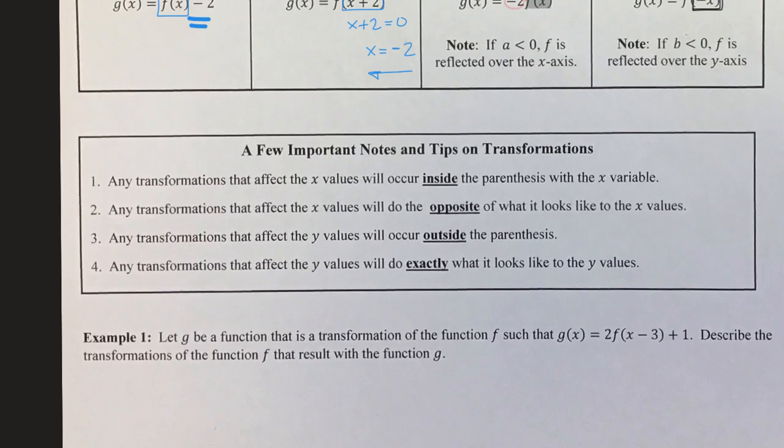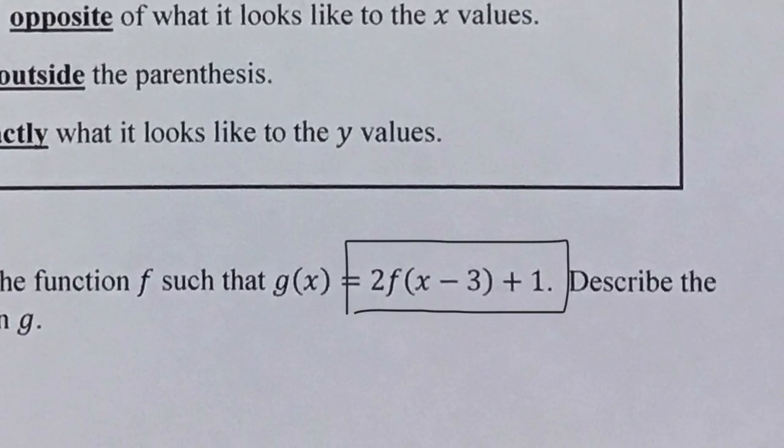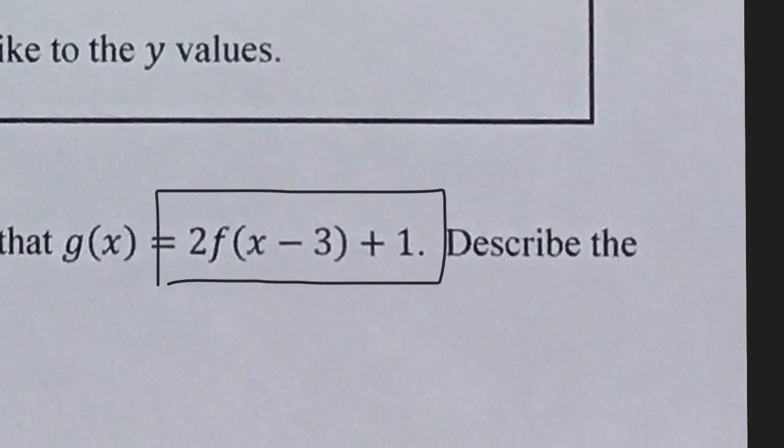So example 1. Let g be the function. So g, we're saying g is this equation. Notice it's in function notation. So 2 times f of x minus 3 plus 1. So describe the transformation. So how many transformations do you see? 3 of them. We have the 2 out front. That's one transformation. We have the minus 3 in parentheses, and we have the plus 1 after your function.